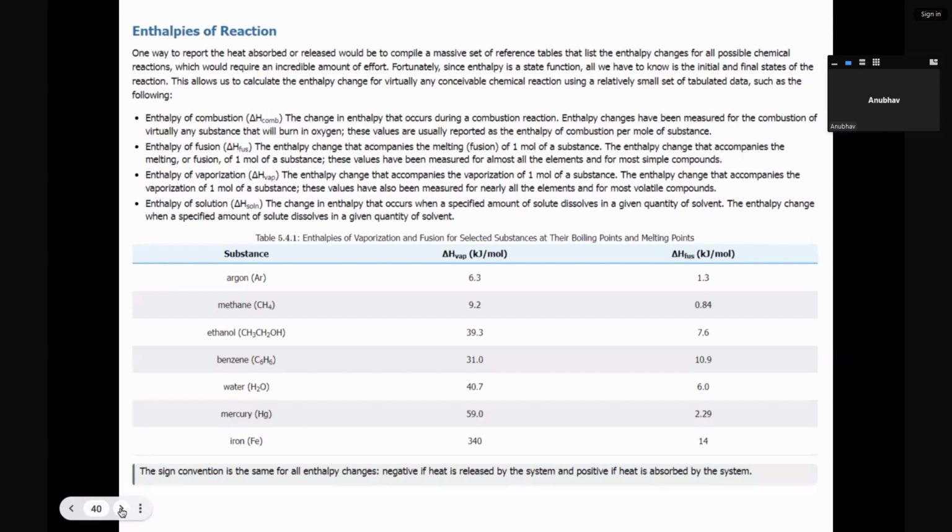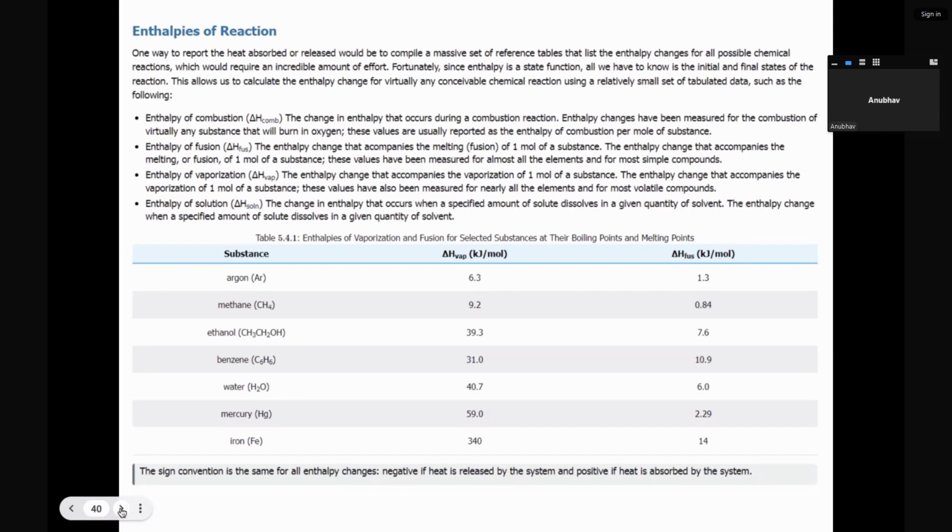As you know, we have millions of chemical compounds, and many undergo billions of reactions. There would have to be a massive reference table to see the enthalpy change of a specific reaction. Now, all we have to know is the initial state and the final state, because enthalpy is a state function. I have already discussed with you that internal energy and enthalpy are state functions. So fortunately, our effort of listing a huge table will be cut short.